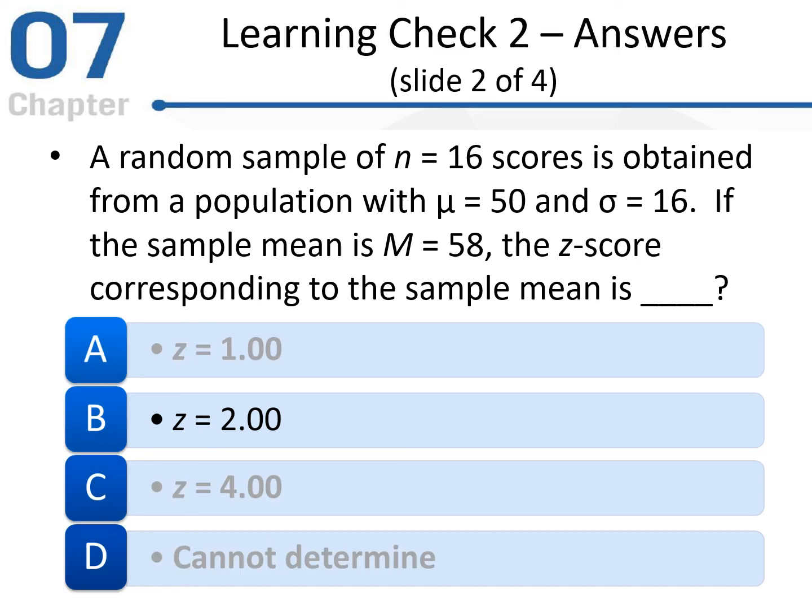We just plug into the z-score formula, and all you're doing is replacing x with M, and you're replacing sigma with the standard error, which is sigma divided by the square root of n. That's all you're doing. It's the same formula, just those two scores are being replaced.